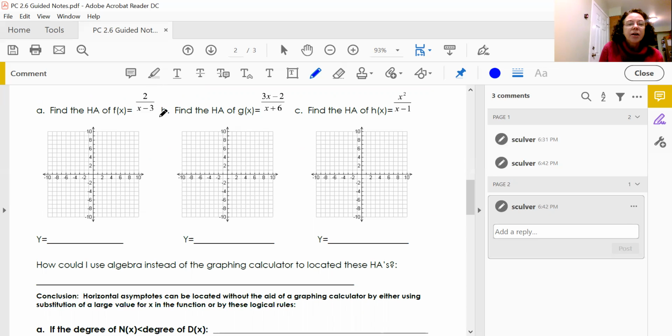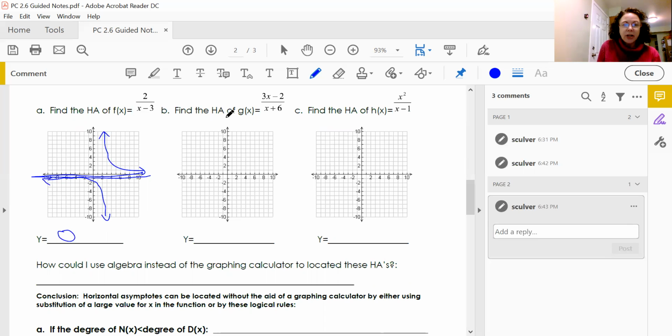We've already graphed 2 over x minus 3, right? And that was, let's see if I can do a good job with that again. Here we go. There we go. And oh, I'm getting a little better at it. Now, it would appear that a horizontal asymptote, where the graph goes horizontal, appears to happen right on the x-axis. That's where y equals 0.